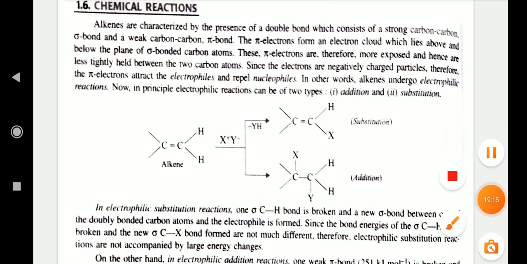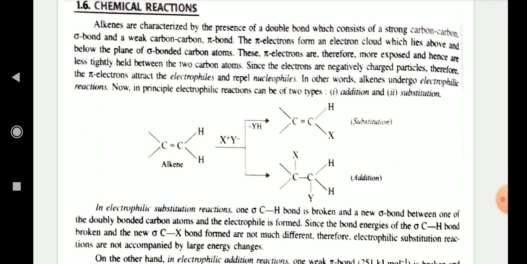Next topic is chemical reactions. Alkenes are characterized by the presence of a double bond which consists of a strong carbon-carbon sigma bond and a weak carbon-carbon pi bond. The pi electrons form an electron cloud which lies above and below the plane of the sigma bonded carbon atoms. These pi electrons are therefore more exposed and hence are less tightly held between the two carbon atoms. Since electrons are negatively charged particles, the pi electrons attract electrophiles and repel nucleophiles. In other words, alkenes undergo electrophilic reactions.